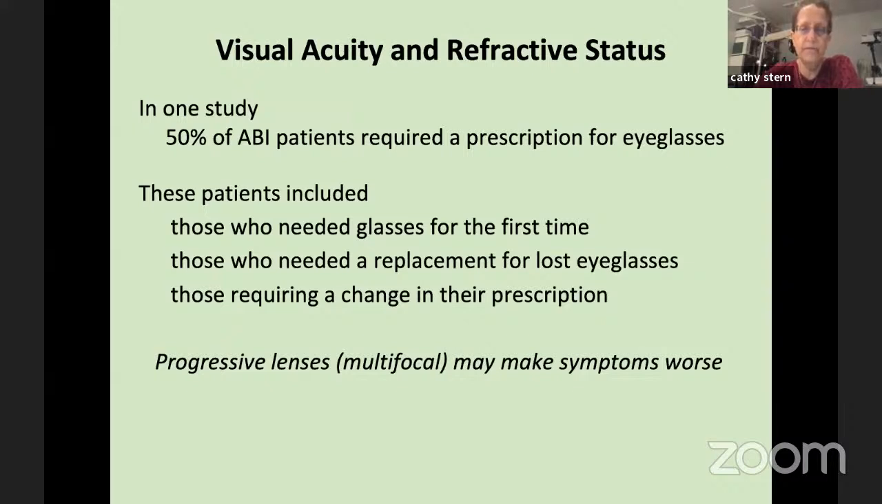For example, multifocal lenses, progressive multifocal lenses, often make symptoms worse. And so for some patients, we have to do either a standard bifocal if they can use it, or we have them have a different pair of eyeglasses for distance and a different pair for near.